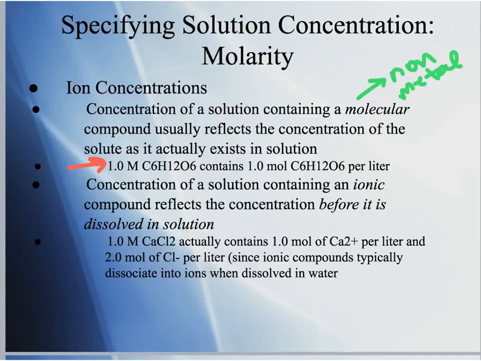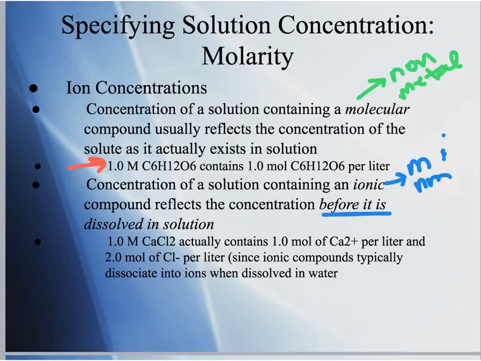So, when we say that a 1.0 molarity glucose solution contains 1 mole of glucose per liter, it is what it is. Now, on the other hand, ionic compounds are made up of metals and nonmetals, which break apart into ions in solution. So this is our metal and nonmetal combos. Those are the ones we talked about at the very beginning of this lecture, where water is going to break them apart into their ions. So a concentration of a solution containing ionic compounds actually reflects the concentration before it is dissolved in solution.